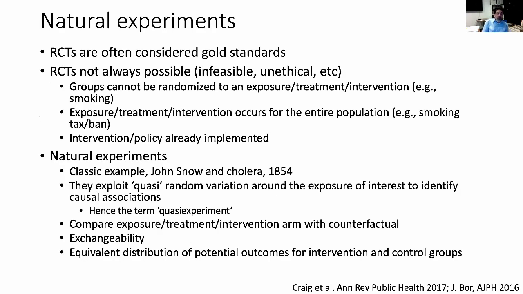So you've probably often heard that RCTs are considered the gold standard, but these aren't always feasible. Sometimes groups can't be randomized to an exposure, treatment, or intervention. So you can't randomize people to smoke or not. Sometimes the exposure or treatment or intervention that you're interested in studying occurs for an entire population, and so there are no unexposed individuals. So this would be a situation like a national policy or a smoking tax that affects the entire country.